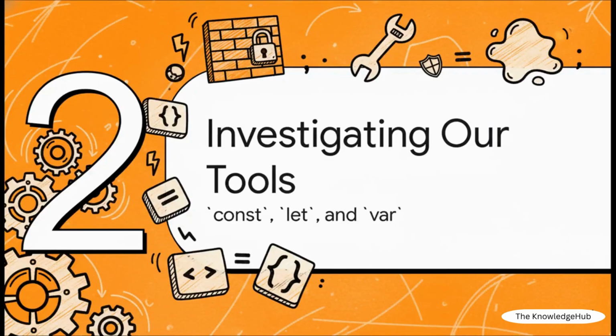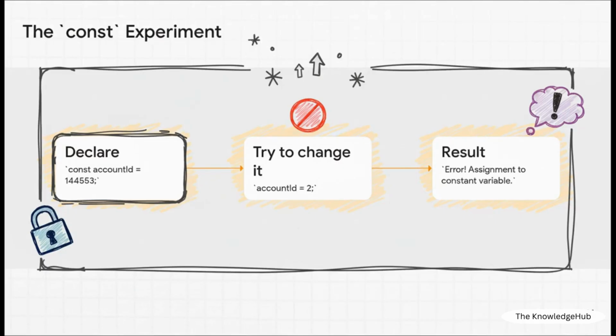Okay, so here's where it gets interesting. JavaScript gives us three different tools, three keywords to create these containers: const, let, and the much older var. Each one plays by its own set of rules, so let's run a few little experiments to see exactly how they behave. All right, first up to bat is const.